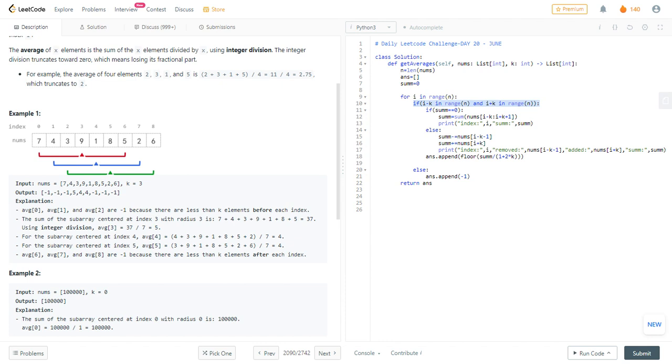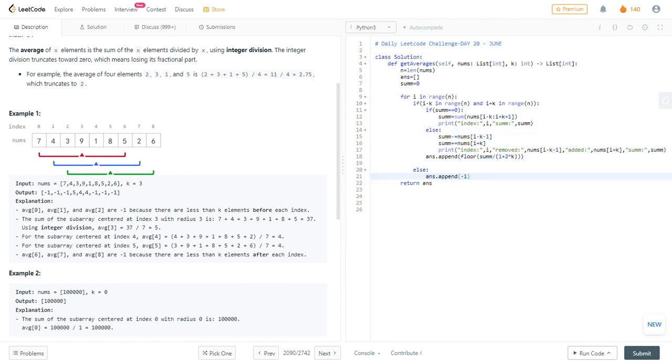I'm just checking. Initially they won't be true. After some time they will be true. I am checking that. If they are true, only then this part of code will be executed. If that is not true, that is if i minus k and i plus k, if any one of them is not in the 0 to n range, I will simply append -1.